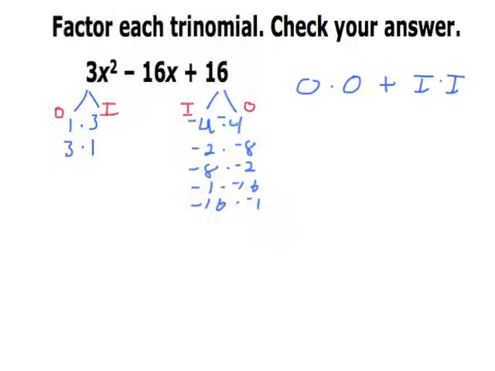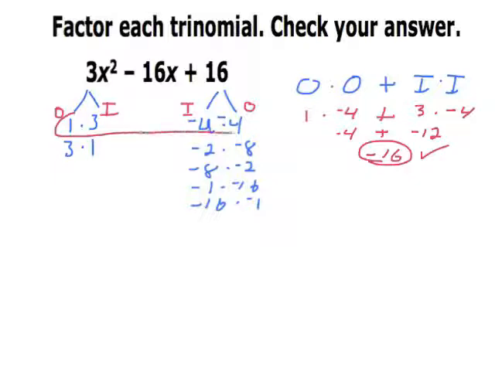So we start with outsides, 1 times -4. Okay, so 1 times -4 plus, and now we're going to do the insides, 3 times -4. So that gives me -4 plus -12, which gives me -16. Hey, I got it again, first try. That tells me that these factors right there are the factors that are going to work.